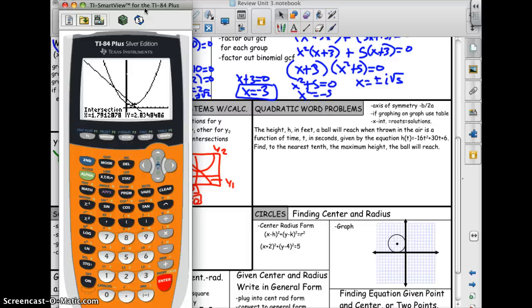Okay, quadratic word problems. All right, it's important to remember that the axis of symmetry is negative b over 2a. If you're graphing on a graphing calculator, use the table. The x-intercept is the roots, is the solution.